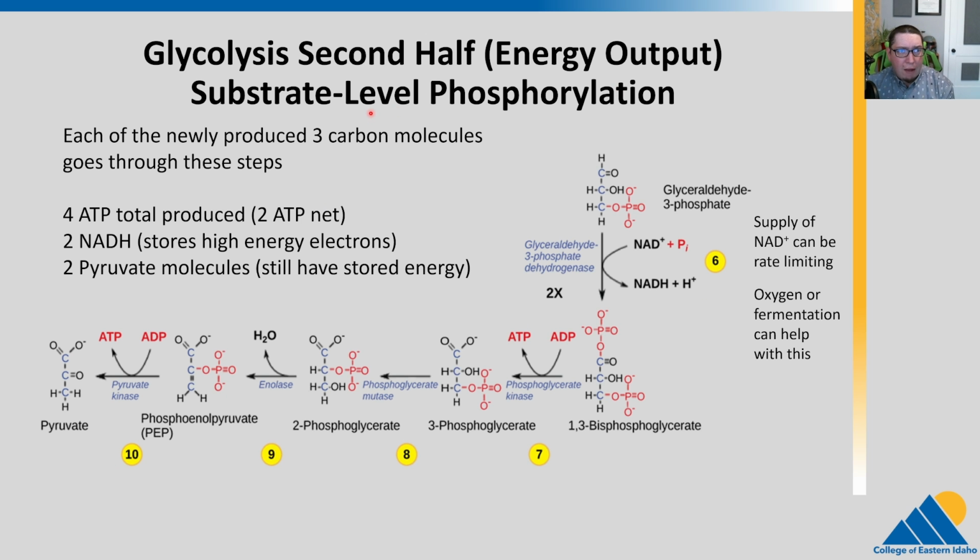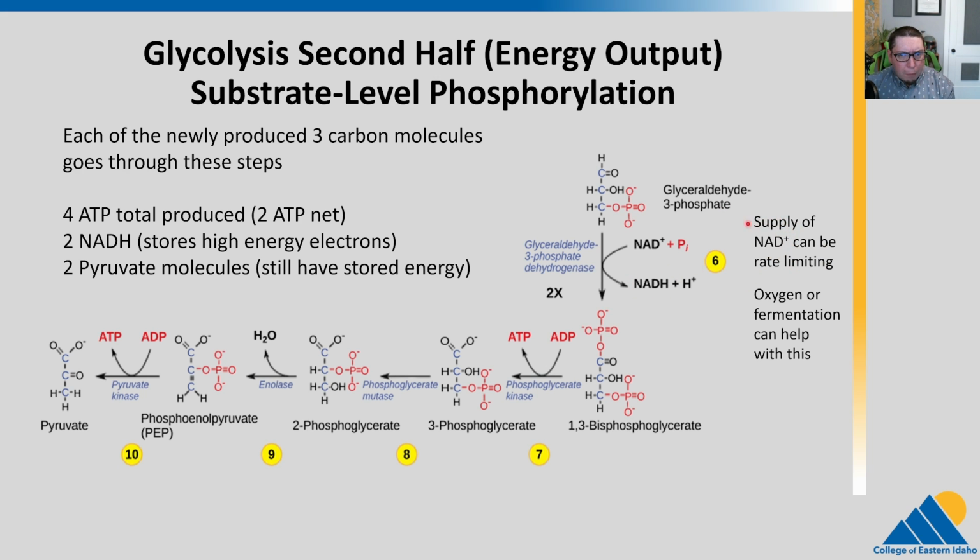How about the second half? Well, in the second half, we are going to have an energy output. This is going to happen through substrate level phosphorylation. So we're going to start here and flow that way. Each of the 2 molecules that were produced, the 2 3-carbon molecules, would go through this process. I'm only showing one of them here, so this is times 2. The first thing that happens is we actually extract some high energy electrons here. NAD plus grabs those electrons, becoming NADH.